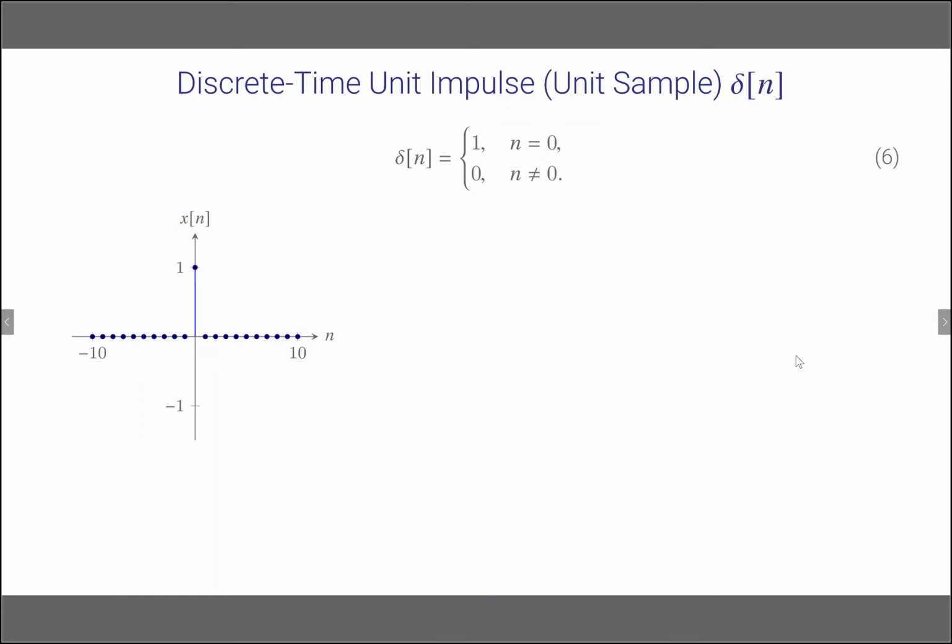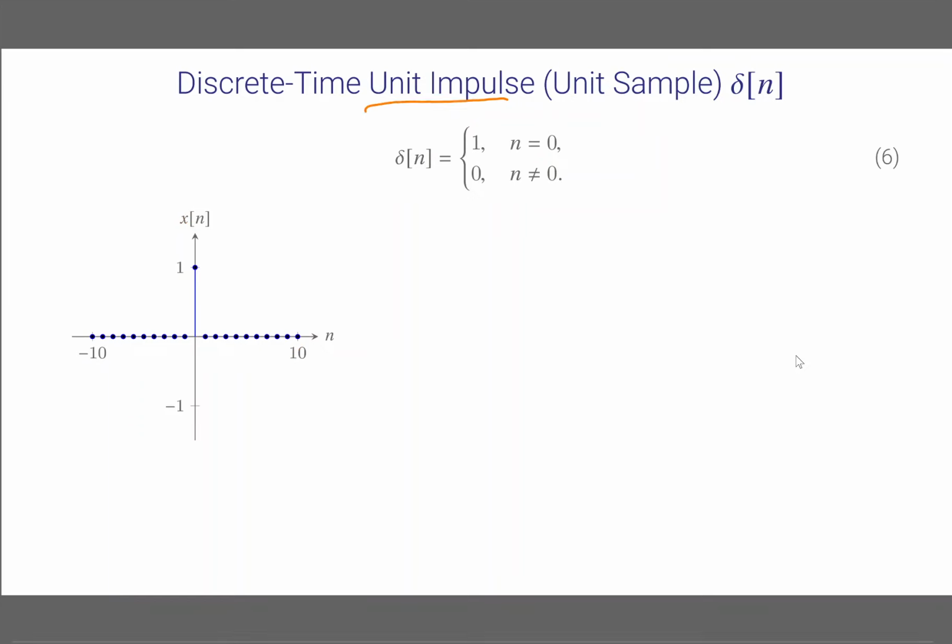Now, the discrete time unit impulse, or the unit sample, is denoted by delta[n]. It's a special symbol, we must know that. So delta[n] is 1 only when n is equal to 0, otherwise it is 0.